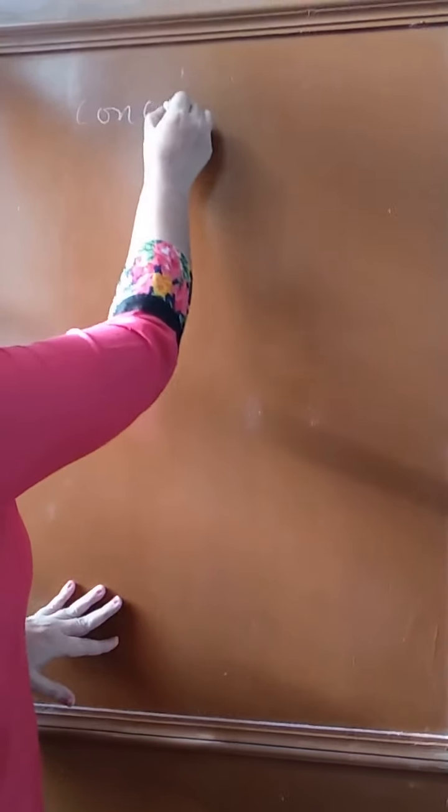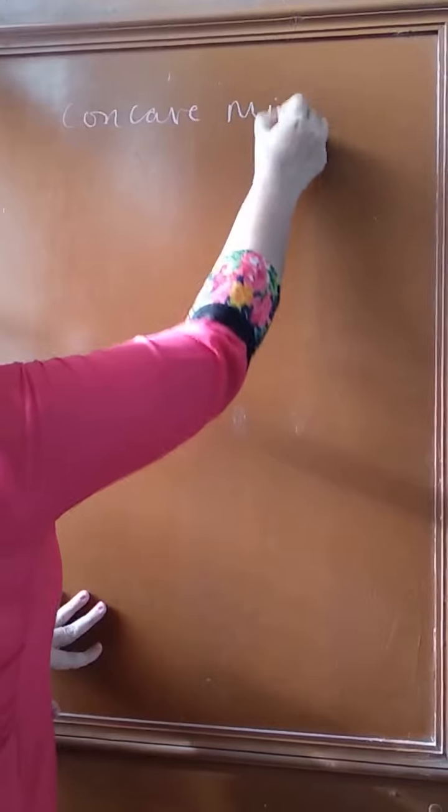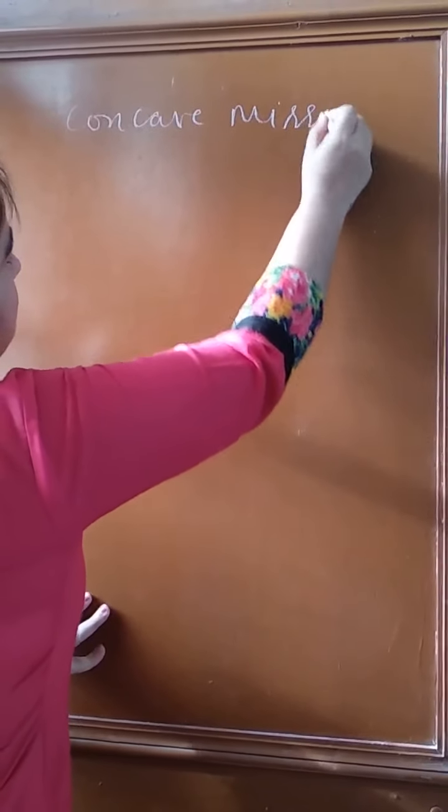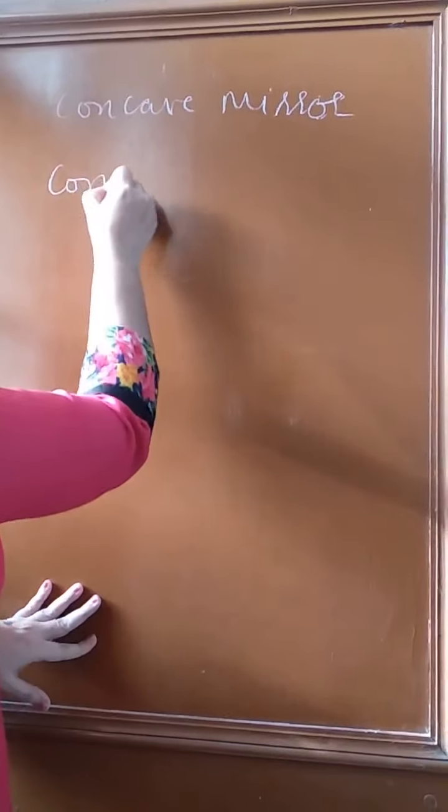Spherical mirrors. A spherical mirror is a mirror whose reflecting surface is a part of a hollow sphere of glass. Spherical mirrors are of two types: concave mirror and convex mirror.